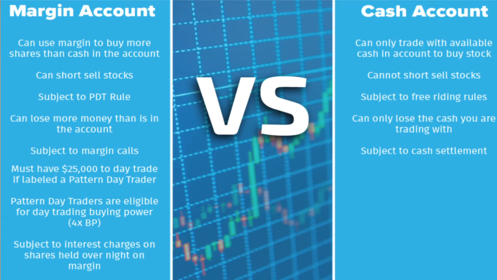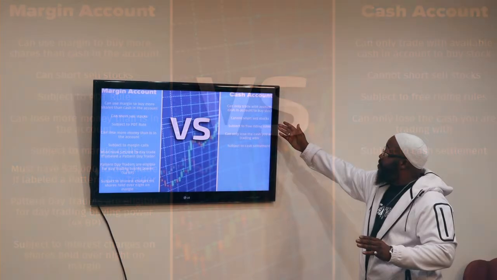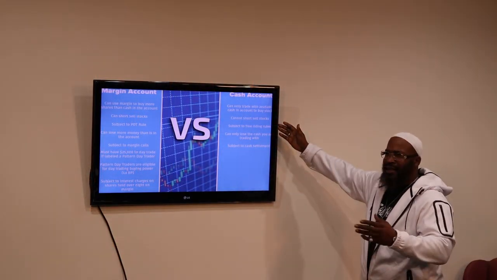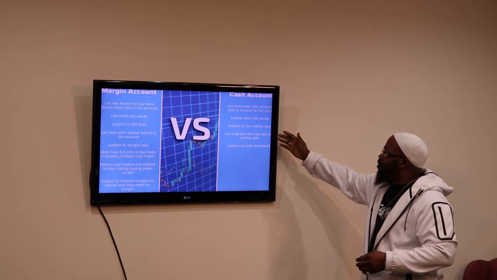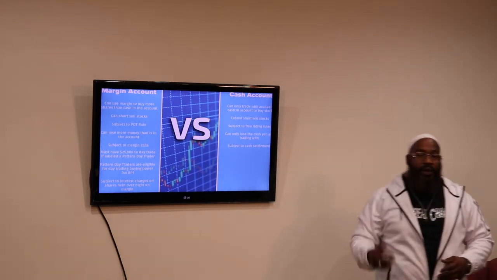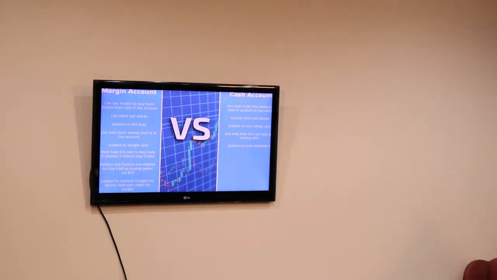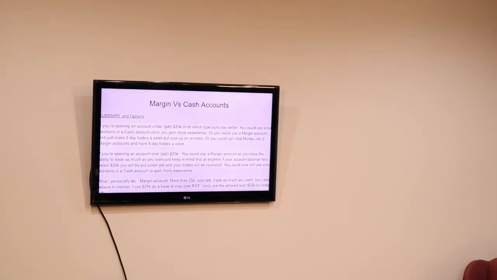Cash accounts can only trade what's available in your account. You can't short. Free riding rules, that's like that free commission. And you can only lose the cash that you trade with, which is good. But it also has a settlement period for the cash.